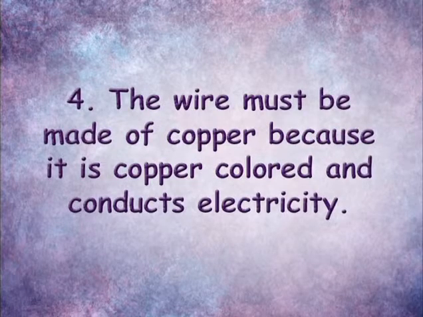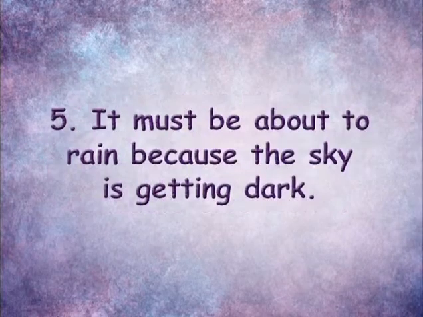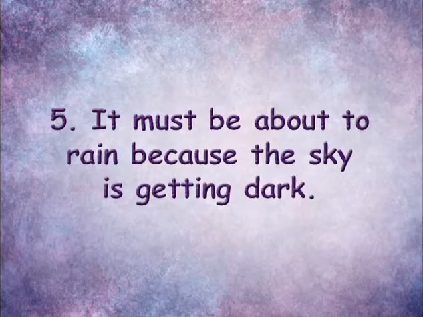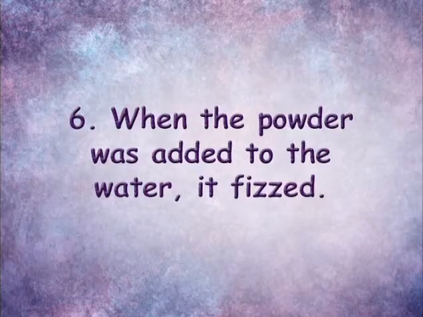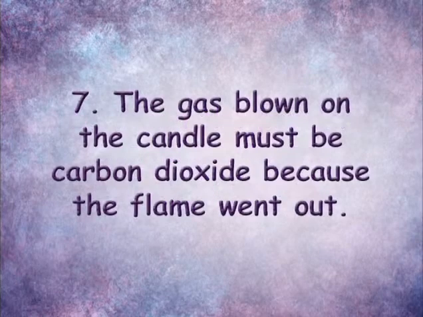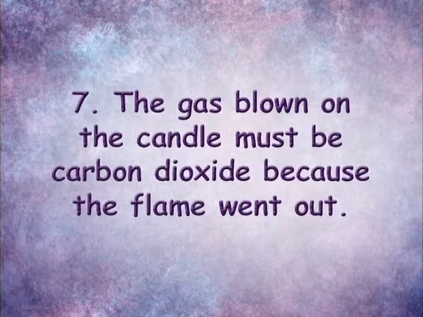Number 4, the wire must be made of copper because it is copper colored and conducts electricity. Number 5, it must be about to rain because the sky is getting dark. Number 6, when the powder was added to water, it fizzed. Number 7, the gas blown on the candle must be carbon dioxide because the flame went out.